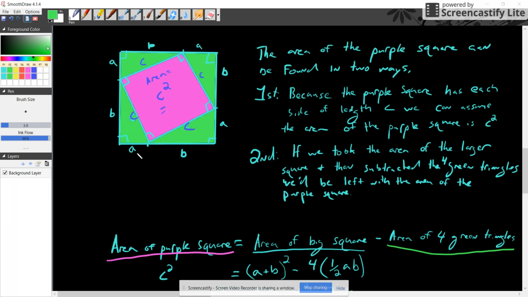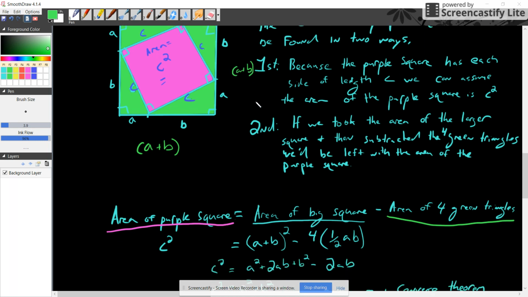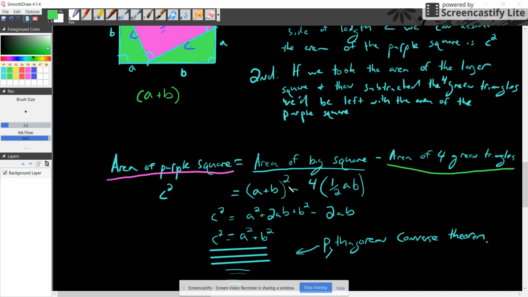Let's see, what is the length of one of these sides of the big square? We can call that a plus b. It's going to be a plus b. So the area of the big square is a plus b quantity squared. And then I'm going to subtract the area of 4 green triangles. It's going to be 4 times the area of each triangle, which is 1/2 the base times the height, AB. So then I FOIL this out, a squared plus 2ab plus b squared.